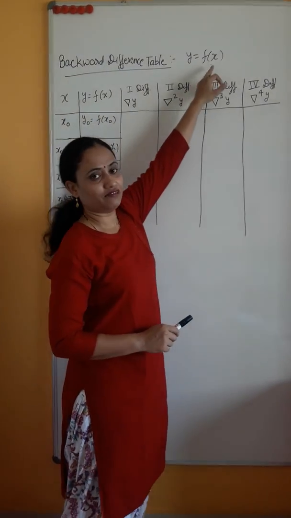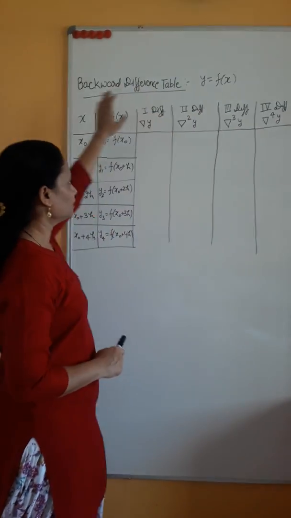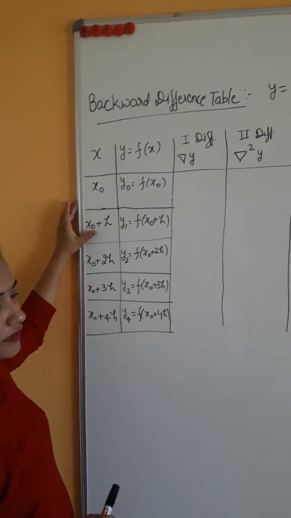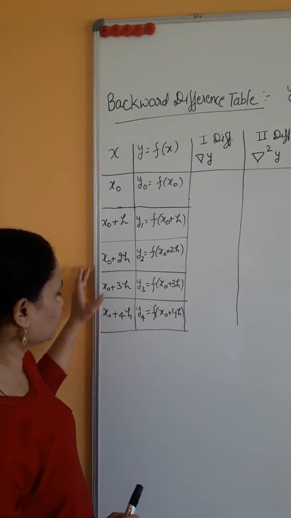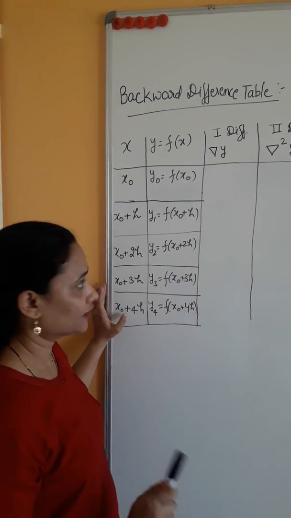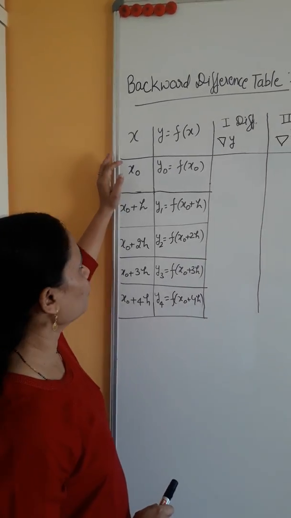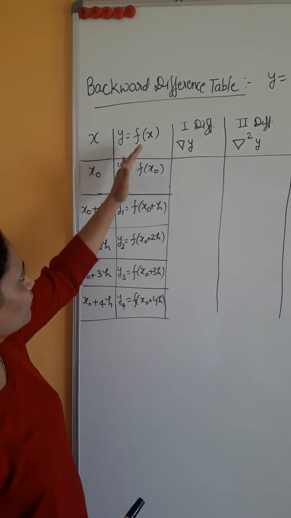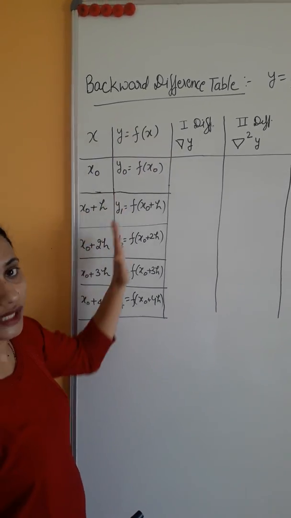Say y is any function of x and some given values for x are x0, x0 plus h, x0 plus 2h, x0 plus 3h, x0 plus 4h. As I told you in the previous video, these values of x are known as arguments and the corresponding values of y are known as entries.